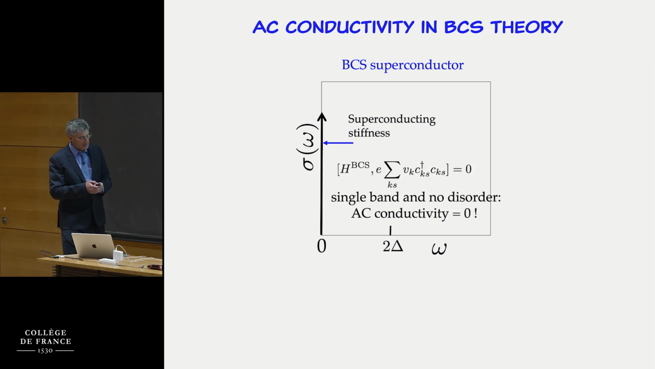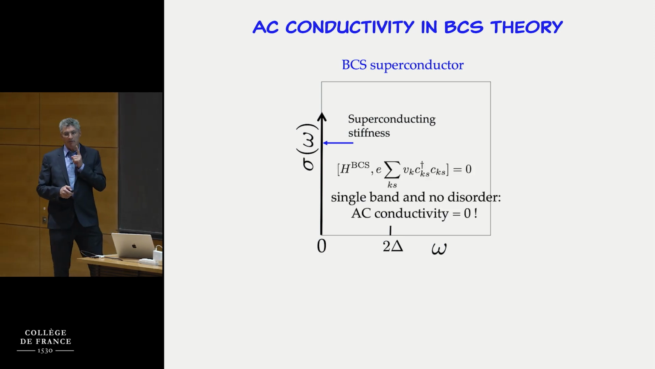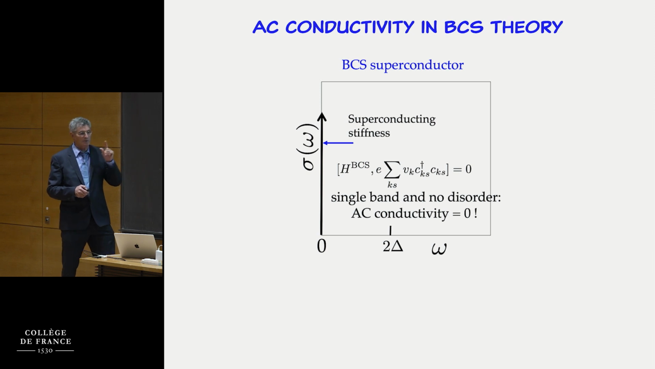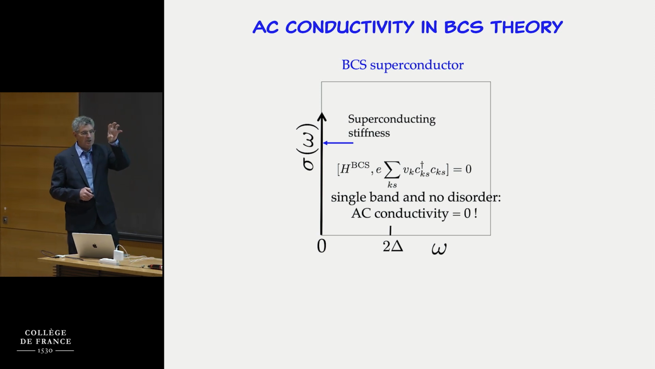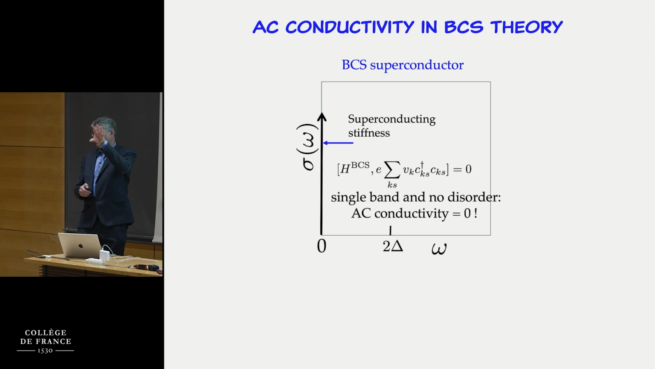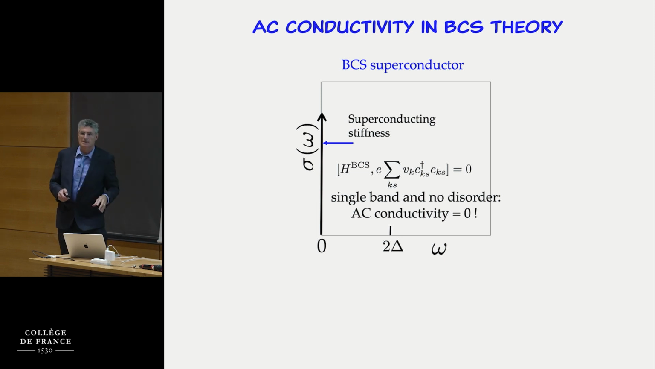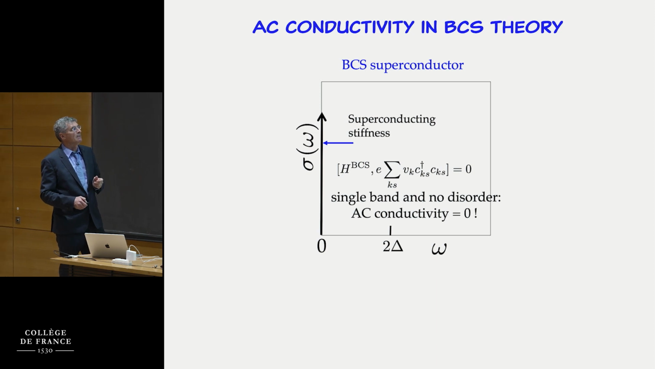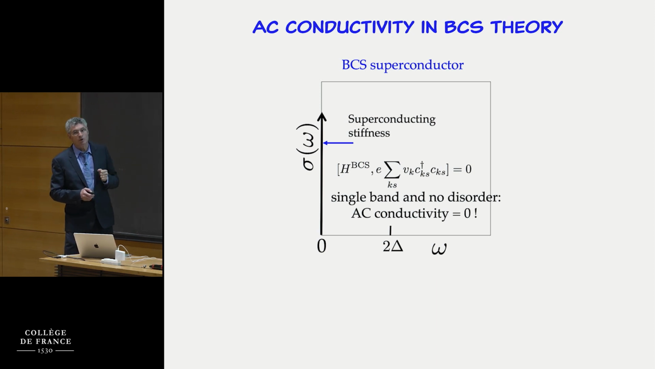Why? Because the BCS Hamiltonian in the mean field limit, when you write the BCS Hamiltonian as kinetic energy plus c dagger times delta plus delta star cc, commutes with the current. It turns out it commutes. And if it commutes, there will be no AC conductivity. If you don't want it to commute, you have to add more bands, and then you have interband transitions, and you'll get essentially something appearing above a certain interband energy.